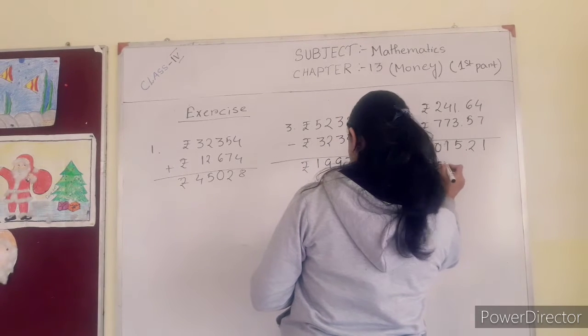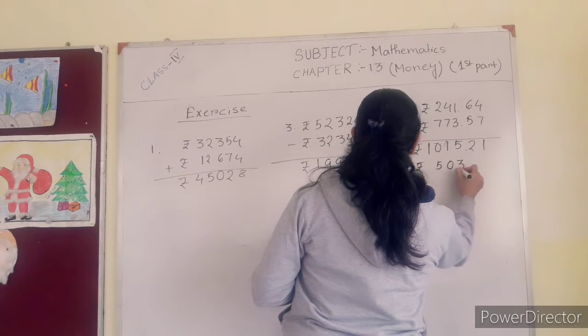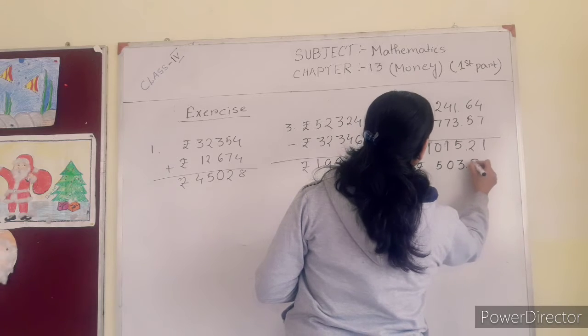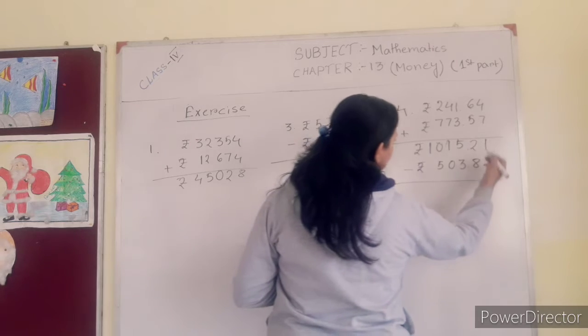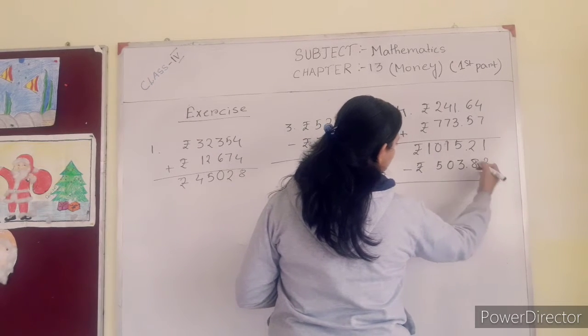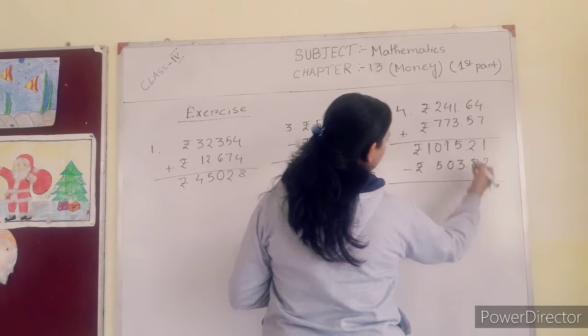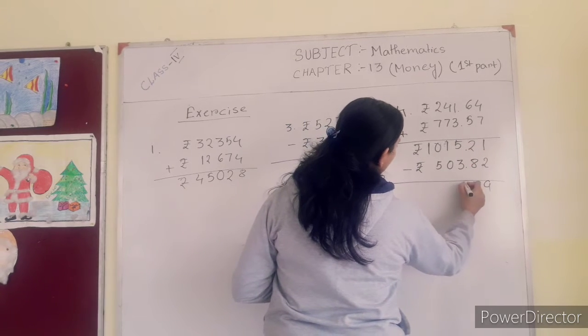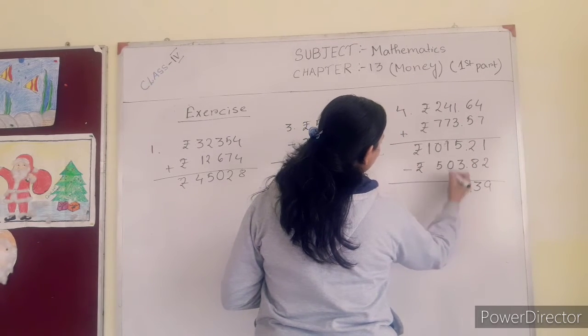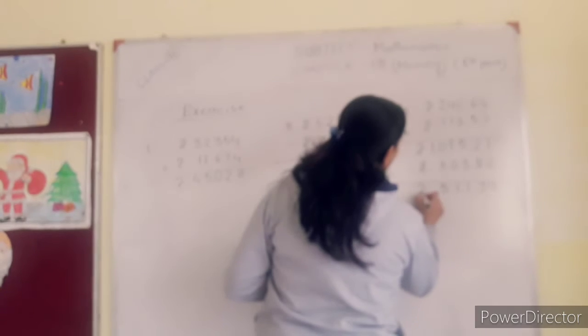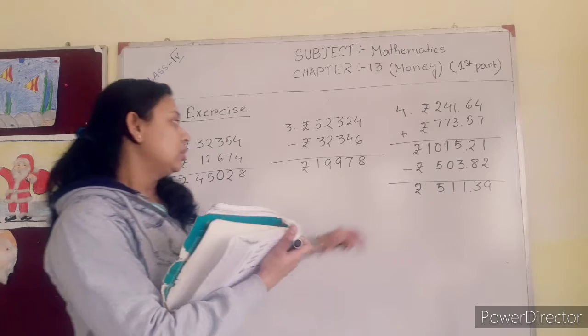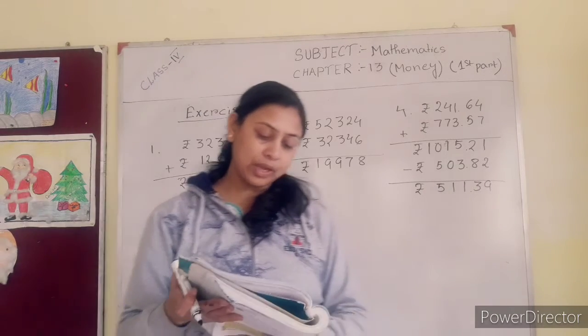Rupees 503.82 and you will get your answer. 1 is smaller than 2, so 11, 9, 8 plus 1 is 9, 12, 3, point, 3 plus 1 is 4, 5 minus 4 is 1, 1 minus 0 is 1. Again 0 is smaller than 5, so 10, 5, 1 minus 1 is 0. So rupees 511.39.